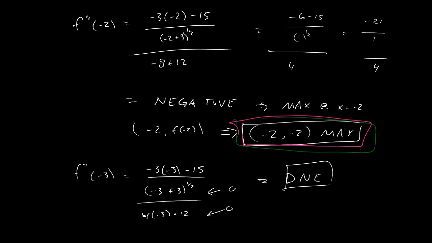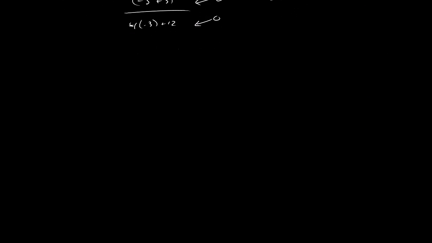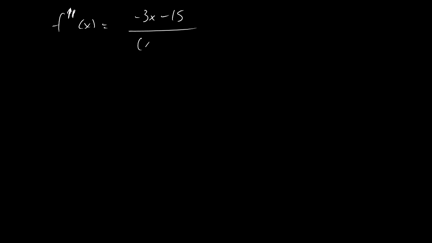So now let's talk about concavity. We're going to deal with our double derivative. So let's come back and rewrite our second derivative. Concavity has everything to do with the double derivative. This is equal to (negative 3x minus 15) all over the square root of x plus 3, and that's all over 4x plus 12. Holy yikes! So points of inflection. This is when my double derivative is equal to 0 or does not exist.